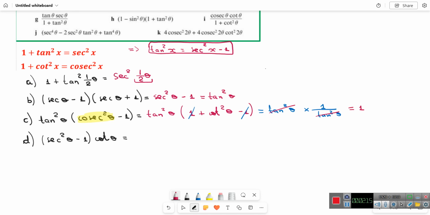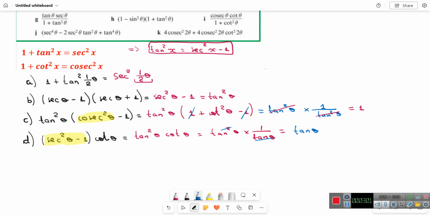Next, we want to rewrite sec squared of theta minus 1 using the rearranged form, replacing it with tan squared of theta. We have tan squared of theta multiplied by cot theta. Cot I can rewrite as 1 over tan, so we have tan squared of theta multiplied by 1 over tan theta. We can simplify, and this leaves us with tan theta.